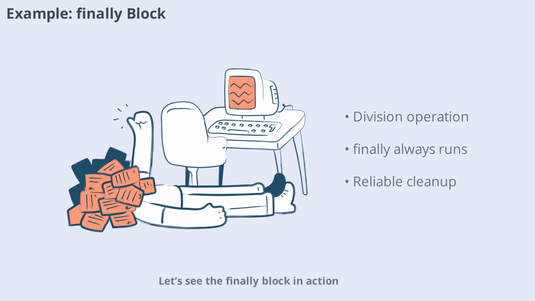Let's see the finally block in action. Imagine you perform a division operation inside a try block. Whether or not an exception occurs, the finally block will execute, allowing you to display a message or perform cleanup. This guarantees that important final steps are always completed, making your code more reliable and maintainable.